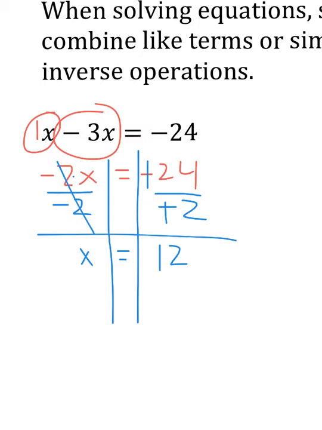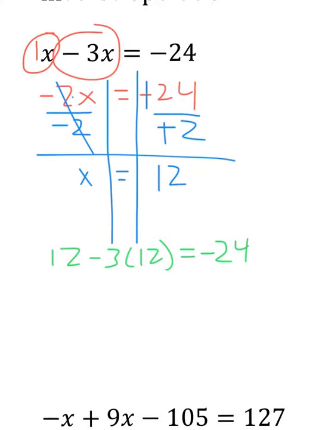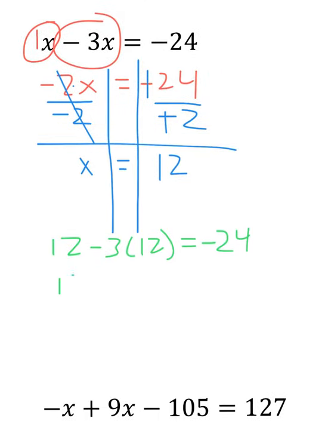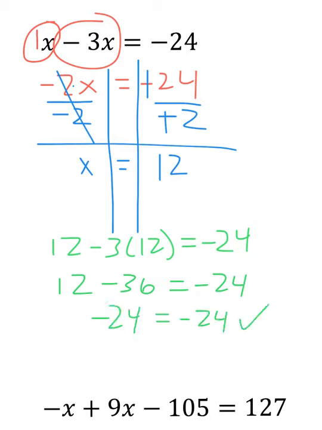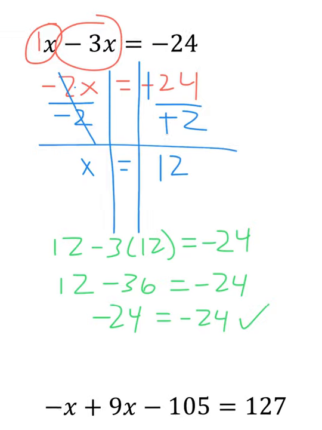Now we should always check our work. We should always check our work by substituting our final answer back into the original problem. So we can take 12 minus 3 times 12 and see if that is equal to negative 24. Well, 3 times 12 is 36. So we have 12 minus 36, which we can plug into our calculators to get negative 24 is equal to negative 24. So it checks out. We got the right answer.